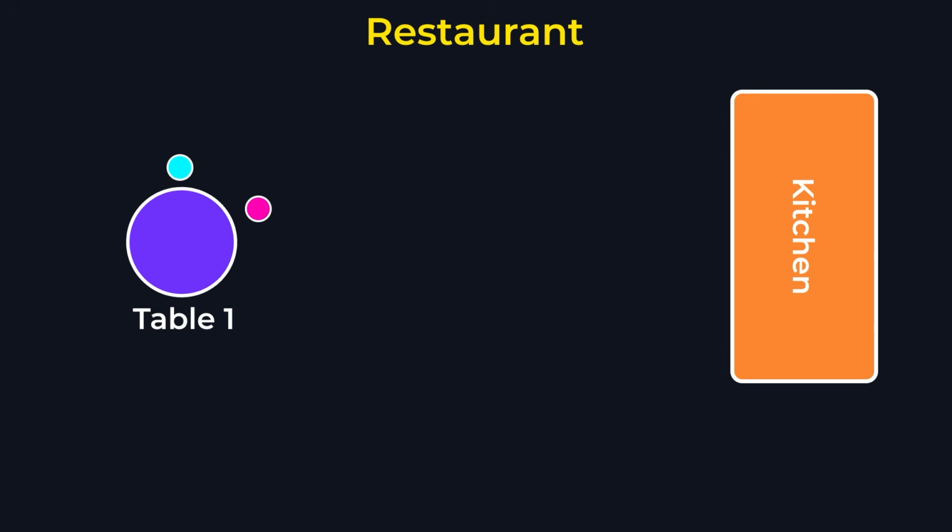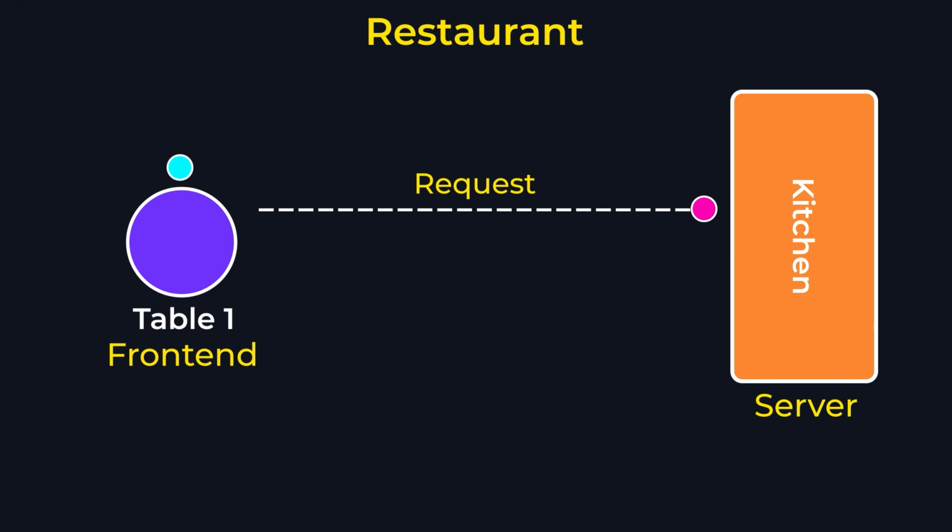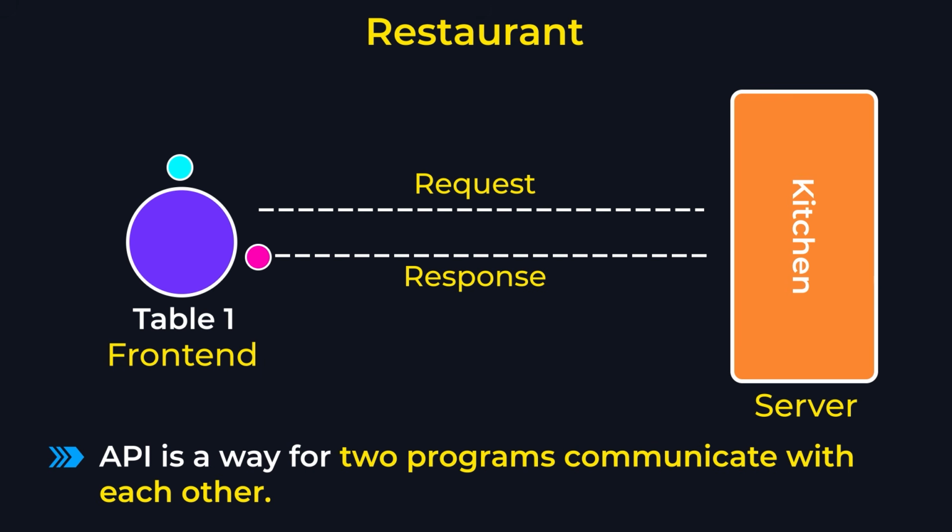So imagine this table 1 on which we are sitting is our application frontend. Now we want to get some data about clothes. So we will call API, which is our waiter, and send request to it. Now API will transfer that request to server or database, which is our kitchen, and that server or database will share the response, which is the data we want. And API deliver the response data to our frontend. So now you understand what is API. API is a way for two programs to communicate with each other.